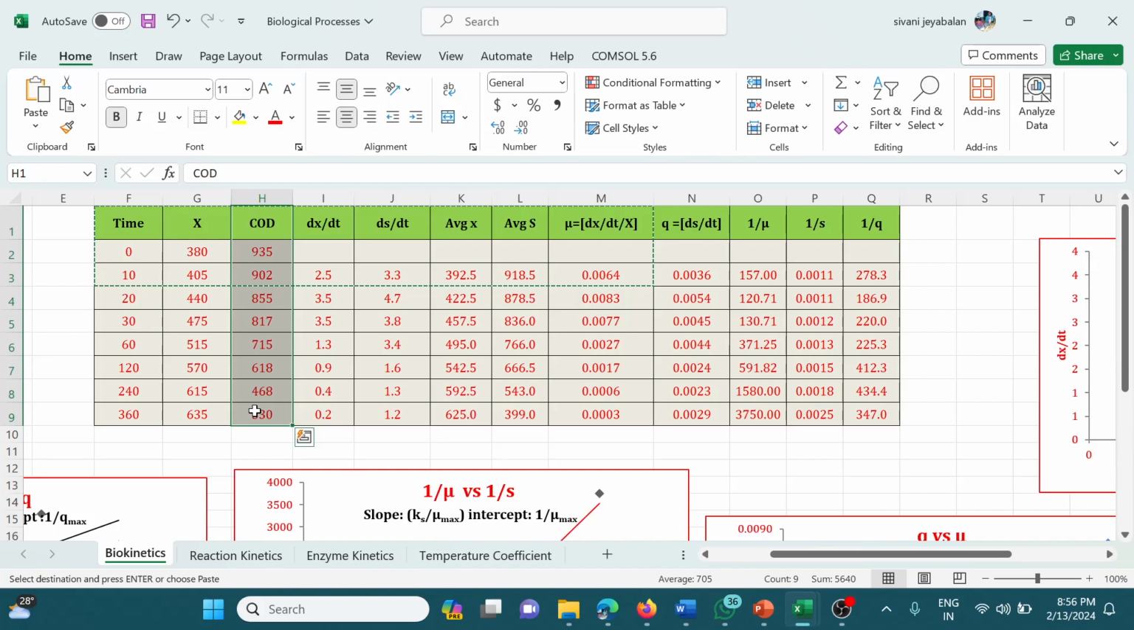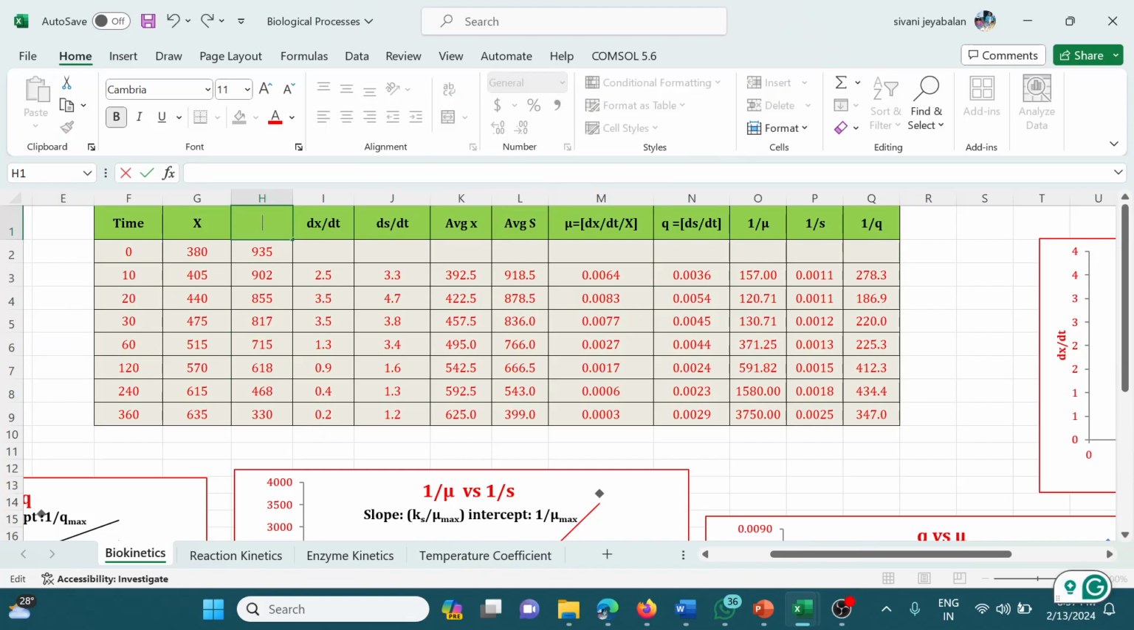It's not a source, ma'am. It's a material that needs to be converted. Okay. See, the yeast will be consuming your selenium, right? So your substrate here will be selenium. So instead of COD, you can just put selenium. And instead of biomass, you can put yeast.